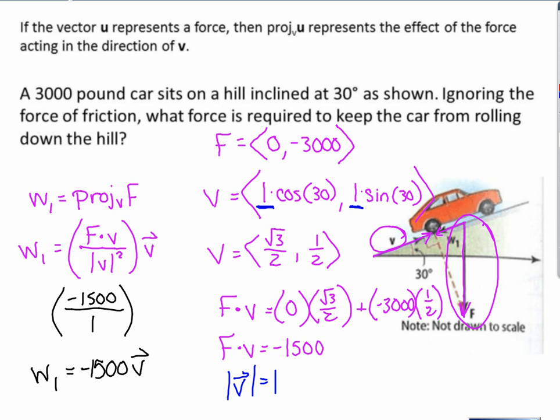Our goal in projecting this was just to see how much force was actually pushing the car down the hill. Since w sub 1, which is right here, has negative 1,500 pounds times vector v, how much force will we have to apply to keep the car up the hill? If there's negative 1,500 pounds pushing it down, to keep it up you would need a positive 1,500 pounds of force. So the amount of force that would be needed to keep the car from rolling down the hill would be 1,500 pounds of force.